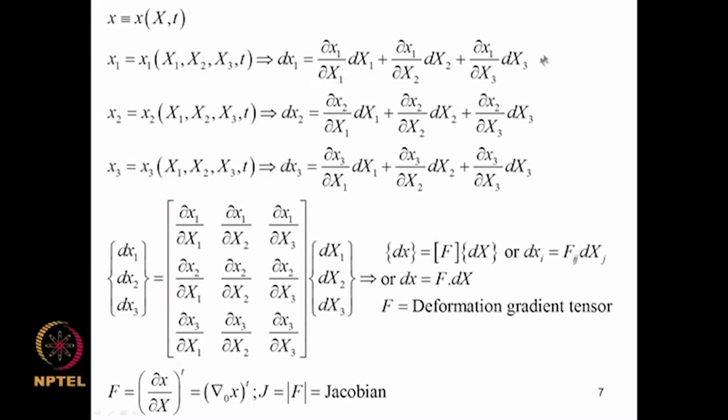So, this set of equations gives dx1, dx2, dx3 which are components of the line segment in the deformed configuration, which are related to the components in the undeformed configuration through this matrix, and this matrix is known as the deformation gradient tensor. We get this equation in matrix notation, it is dx is equal to F dX, in index notation it is dxi is Fij dXj, or in tensor notation it is F dot dX. The determinant of this matrix F is known as the Jacobian.